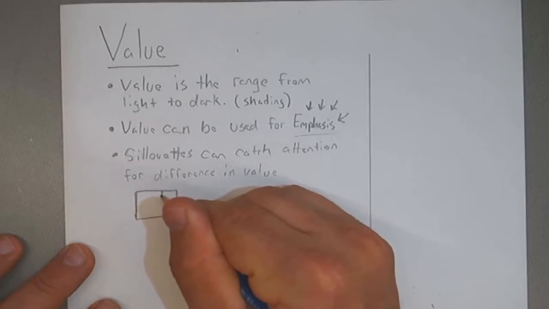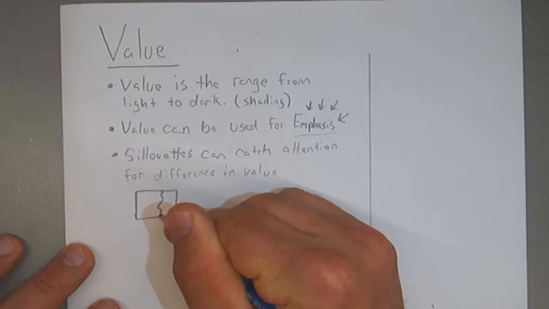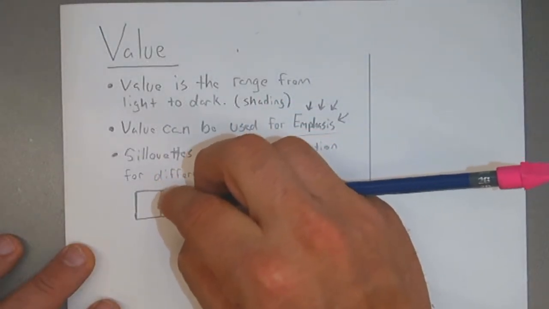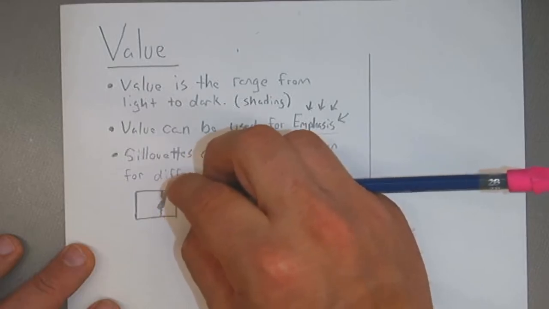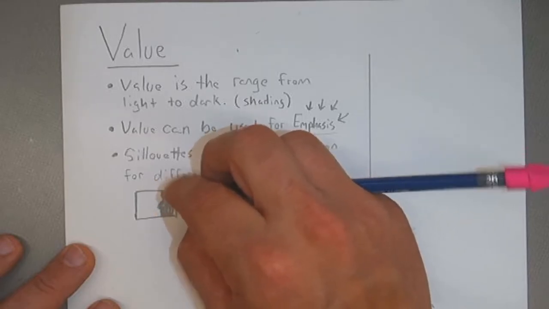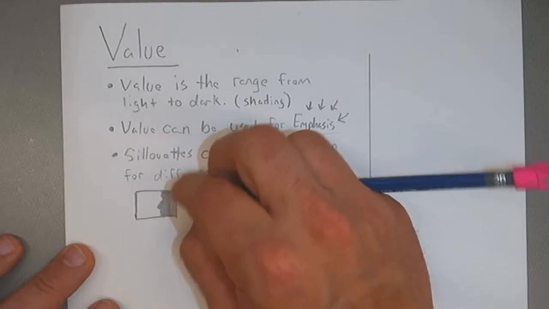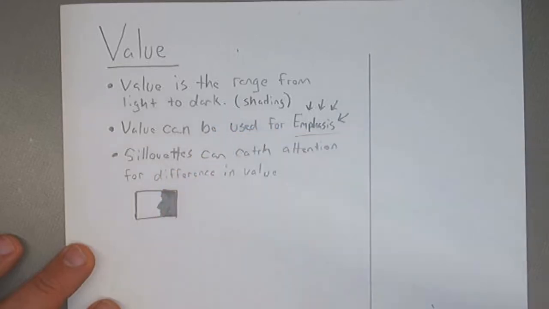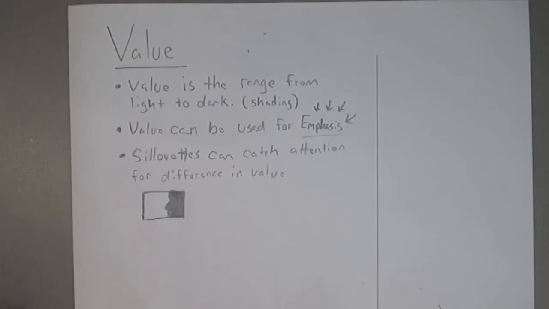So I've got a face over here. And if I shade this face in black, good and solid. This is silhouette. Silhouette is when you have your space, your object, what we will learn is called positive space, and your negative space are totally opposite in value.